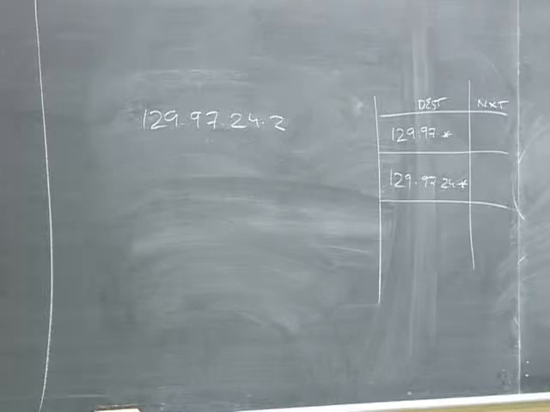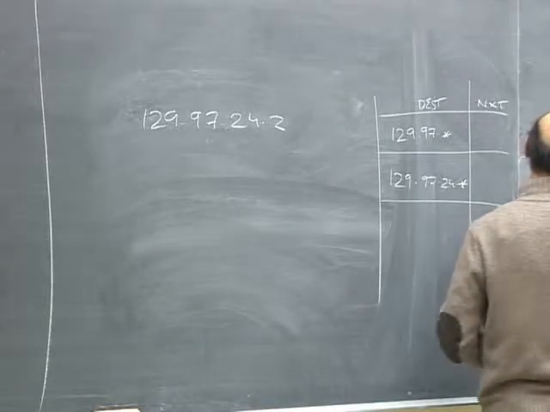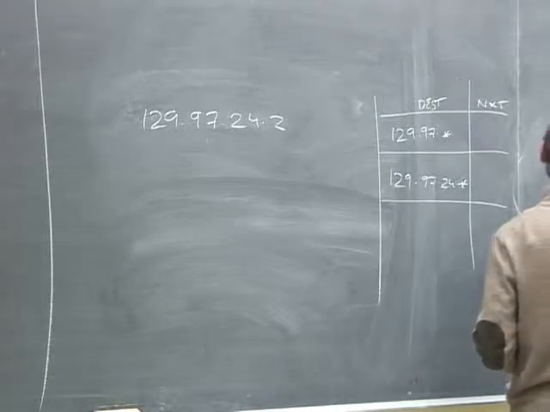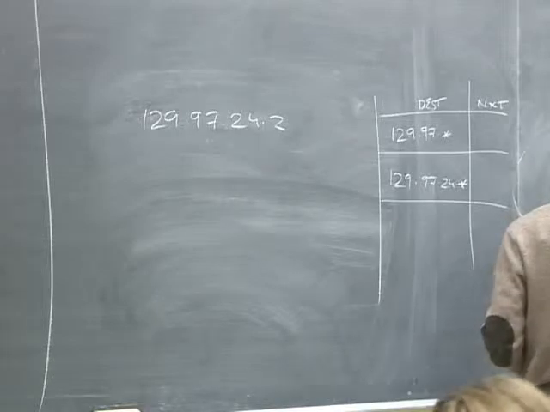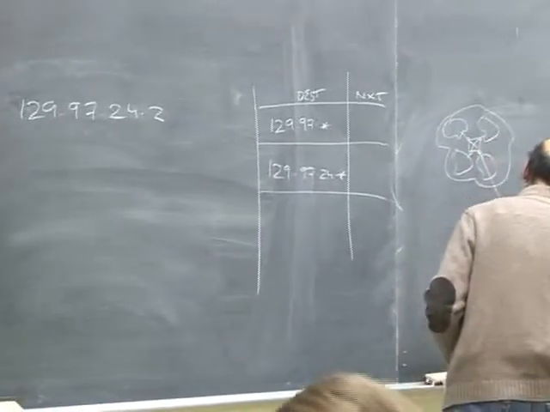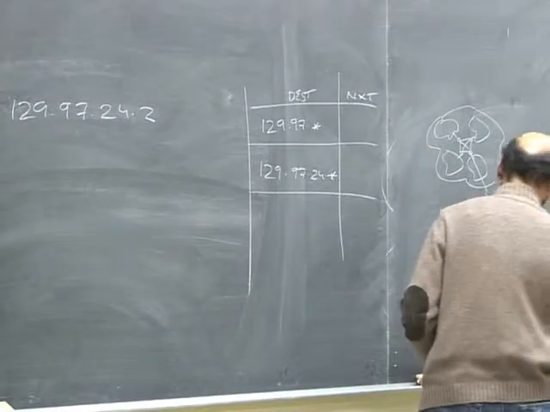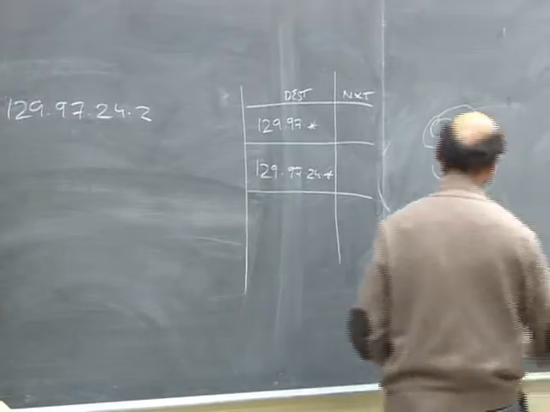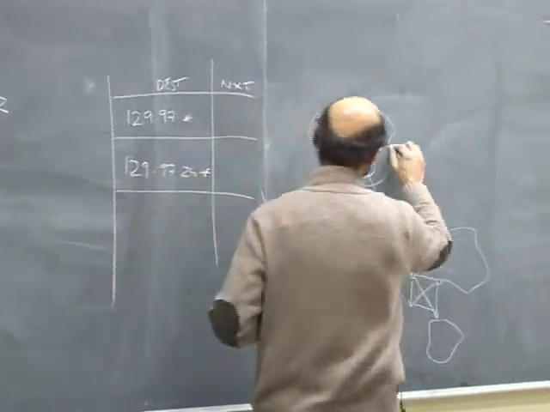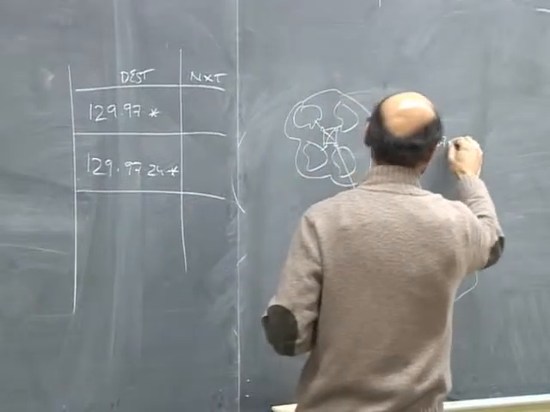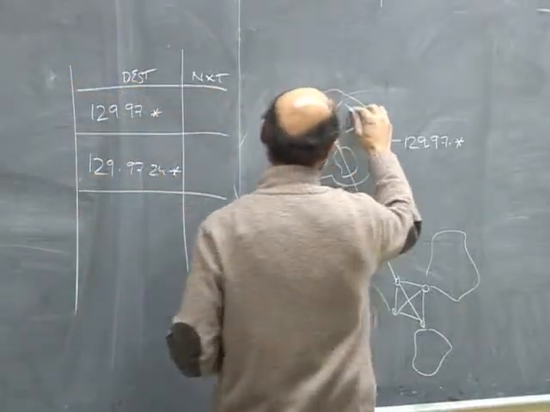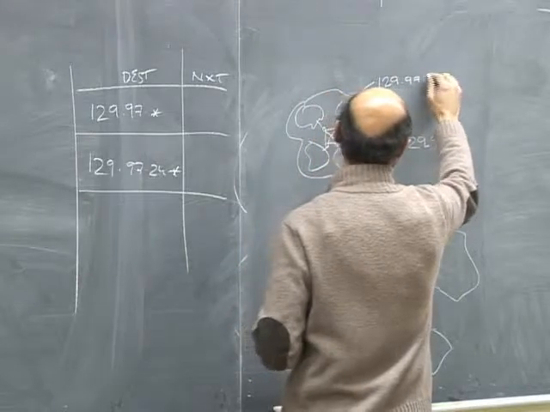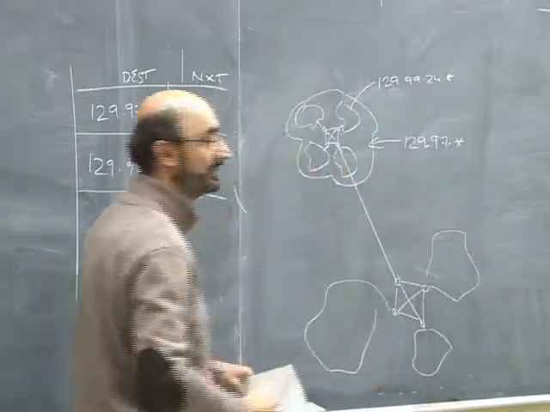Let me just go back to the hierarchical picture for a moment. So we had this one cloud, and inside the cloud we had these subclouds. And then this one special guy is connected to these other clouds hanging off of them. Let's say that this one over here is 129.97.star. That's the network number corresponding to this network. And this one over here corresponds to 129.97.24.star. That would be that subnet over there.